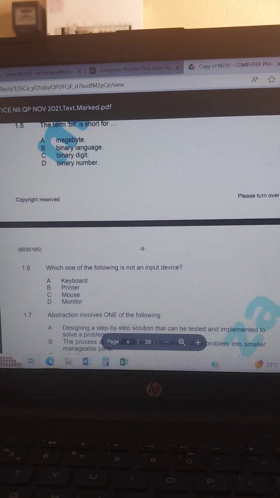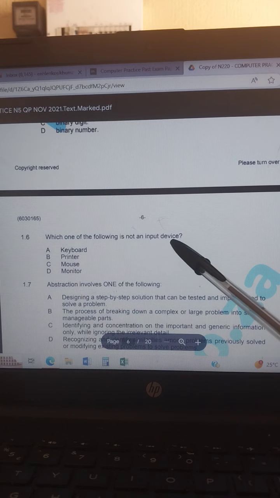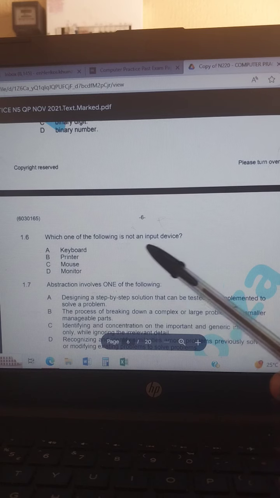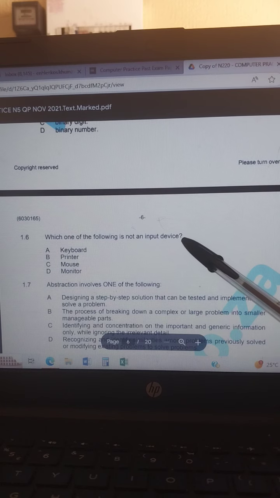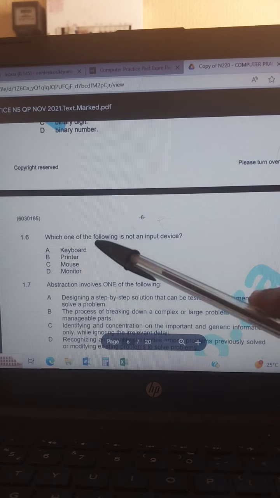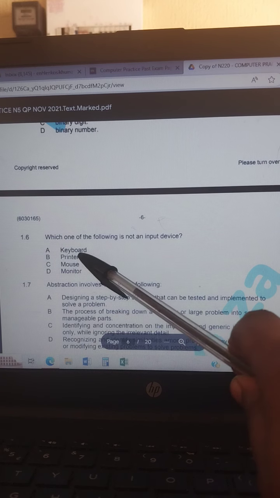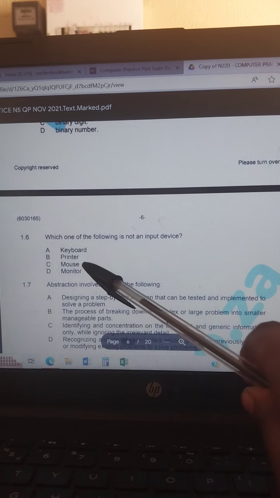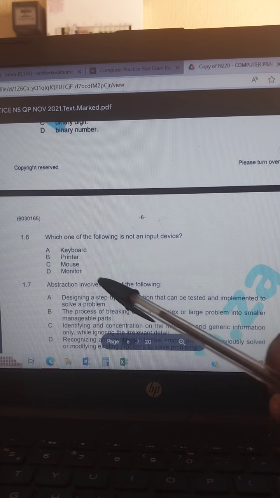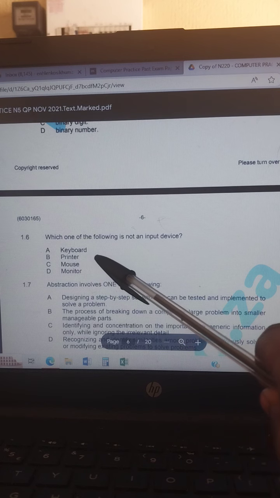Number six, which one of the following is not an input device? We all know input devices are those devices that put information in. And here there is one which is not an input device. A, keyboard. B, printer. C, mouse. And D, monitor. So our answer here is printer. Printer is an output device.